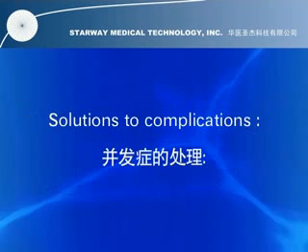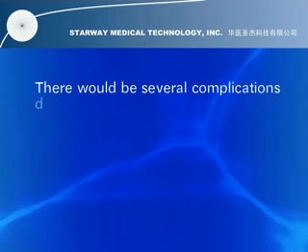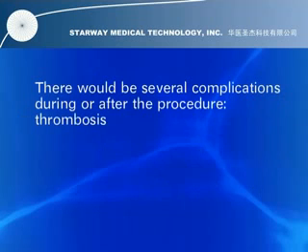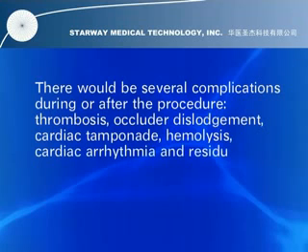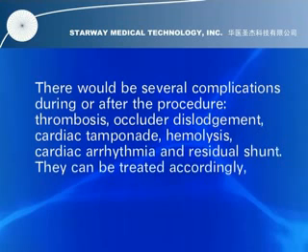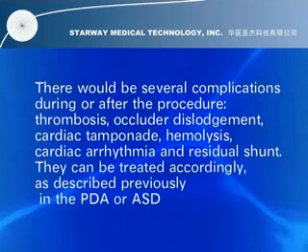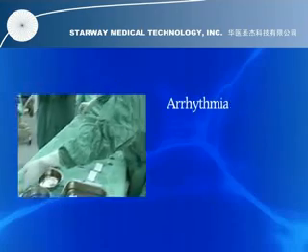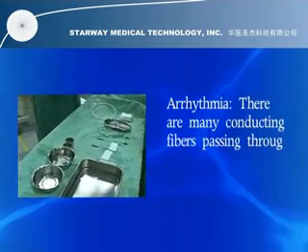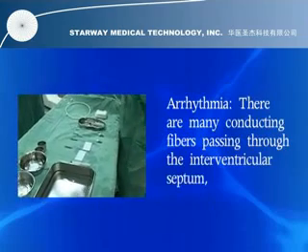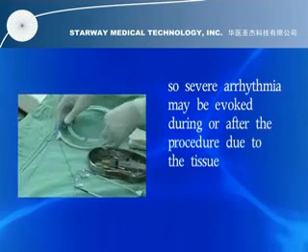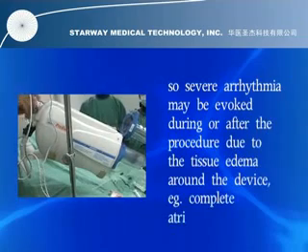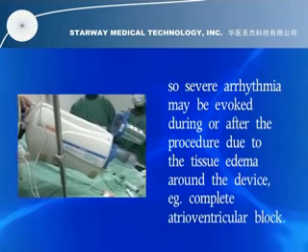Solutions to complications. There would be several complications during or after the procedure: thrombosis, occluder dislodgement, cardiac tamponade, hemolysis, cardiac arrhythmia, and residual shunt. They can be treated accordingly, as described previously in the PDA or ASD closure. Arrhythmia. There are many conducting fibers passing through the interventricular septum, so severe arrhythmia may be evoked during or after the procedure due to the tissue edema around the device, e.g., complete atrioventricular block.